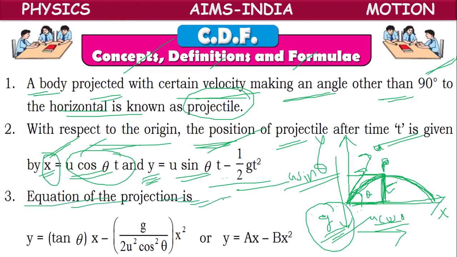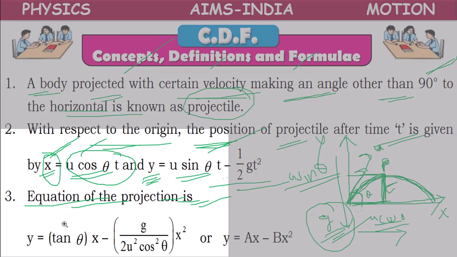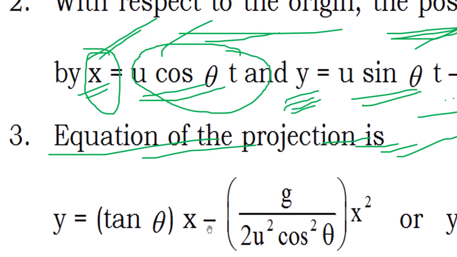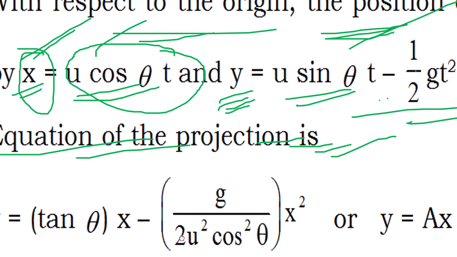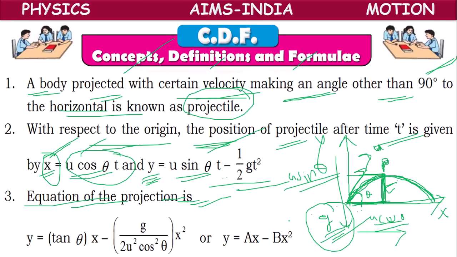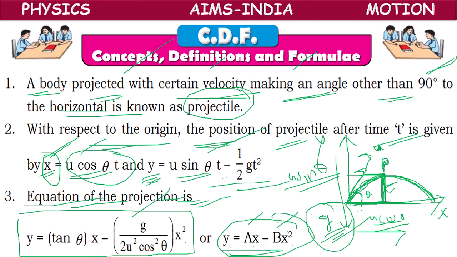So the equation of projectile is given by y equal to tan theta into x minus g by 2u square cos square theta into x square. So this is the equation of projectile. Where the coefficient of x square we can assume as b, the coefficient of x we can assume as a, then it will be in the form of y equal to ax minus bx square, in which the highest power is 2. So it is in the form of quadratic equation, so its shape will be like a parabola on the graph paper.